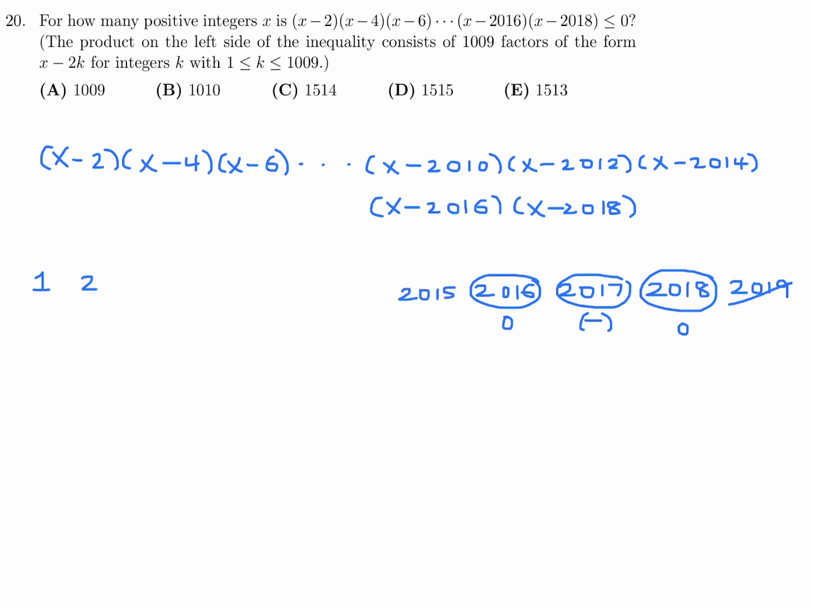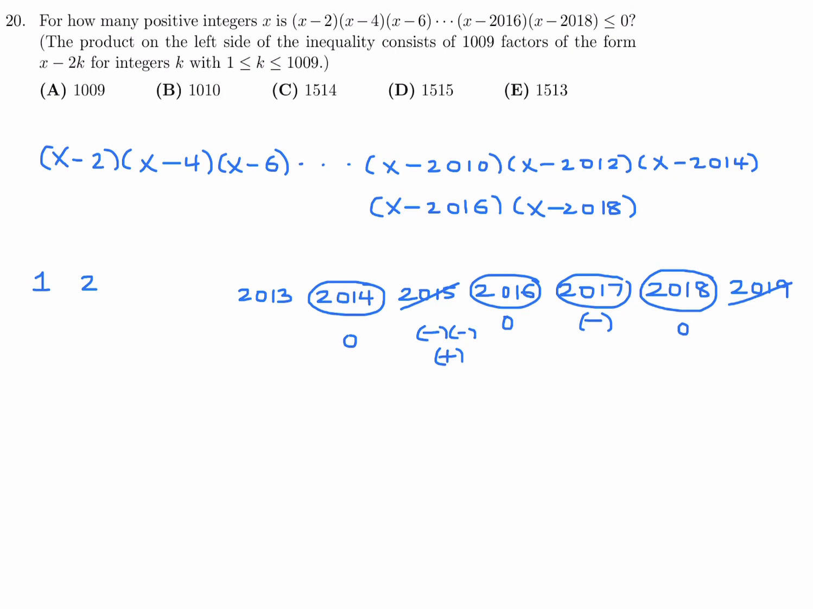Let's try 2015. When it's 2015, this will be negative and that will be negative, but everything else will be positive. So we'll have two negatives, negative times negative, which is a positive. So that is not less than or equal to 0, and we cross that out. Let's keep going. 2014. When it's 2014, this is 0, so that expression will definitely become 0. Now 2013.